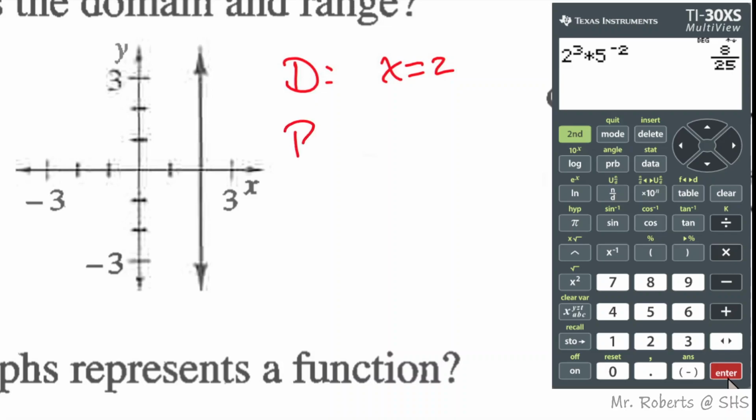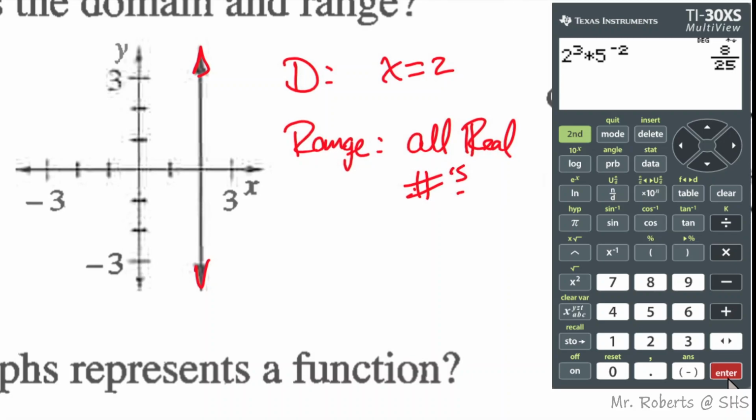And the range, you can see it, right? The range is, it's got these arrows indicating that it goes on forever. So I'd say it's just all numbers or all real numbers. It's all real numbers. Yeah, it's all of them.